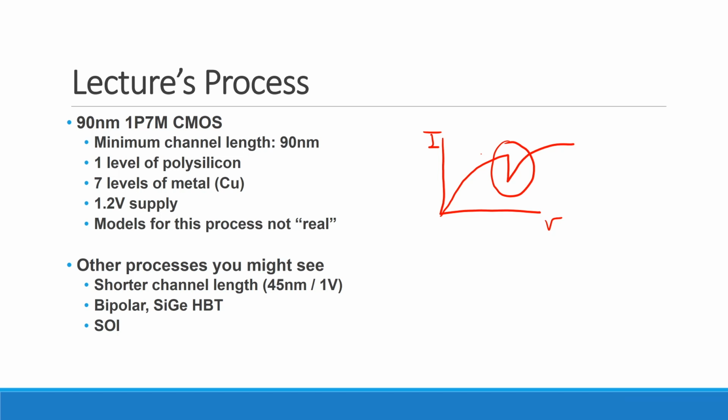All of those interconnects are going to be copper, just to reduce the resistivity. And just again, as a default, for this process, 1.2 volts is the nominal power supply.